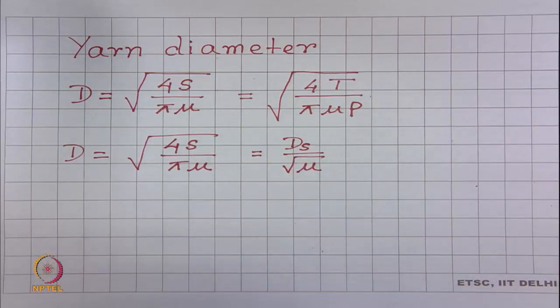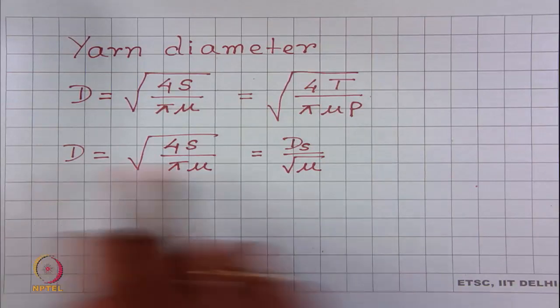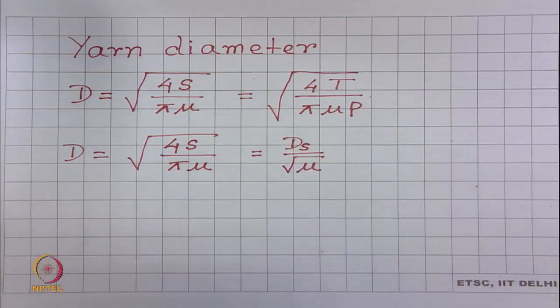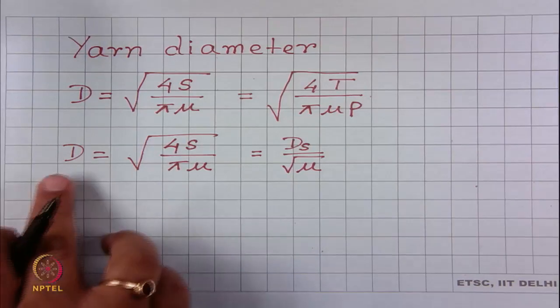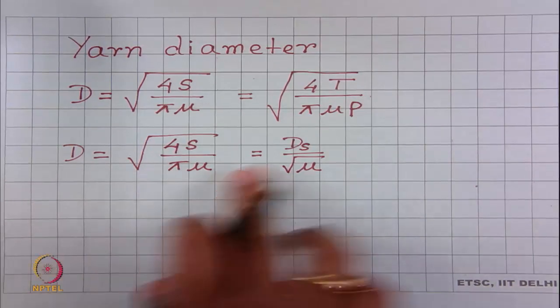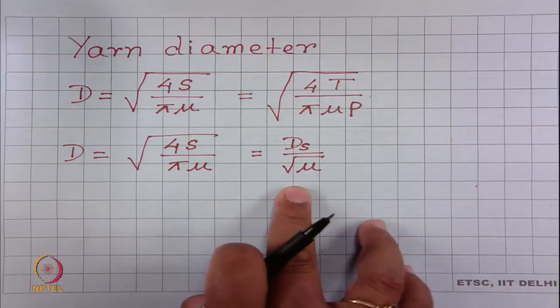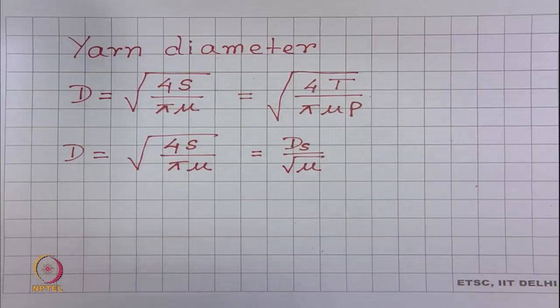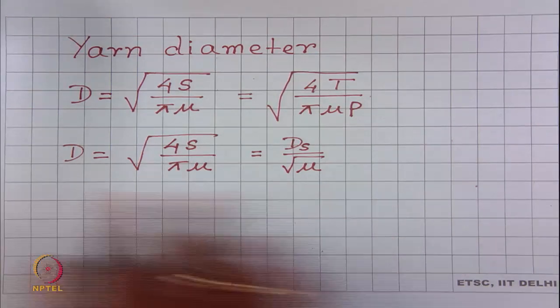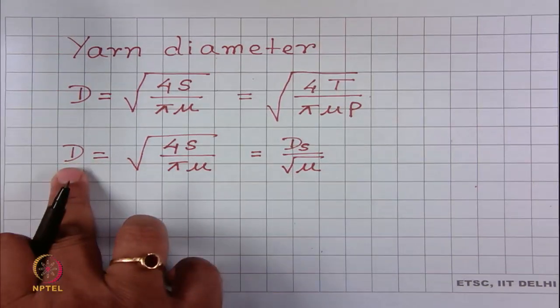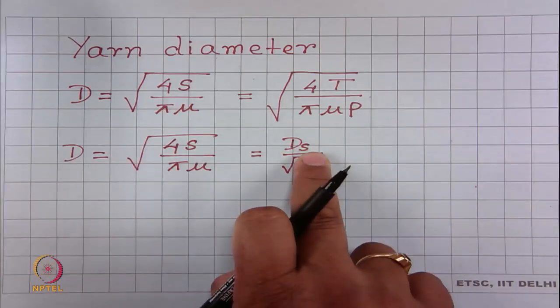So, we talk about two diameters, one is yarn diameter, second is substance yarn diameter. How are they related? Yarn diameter is equal to substance diameter root over packing density. So, if we know packing density and yarn diameter, we can find out substance diameter.